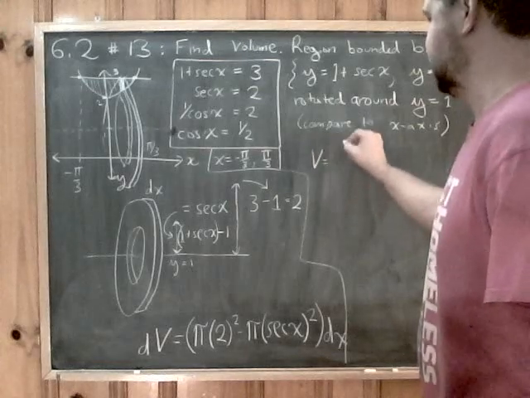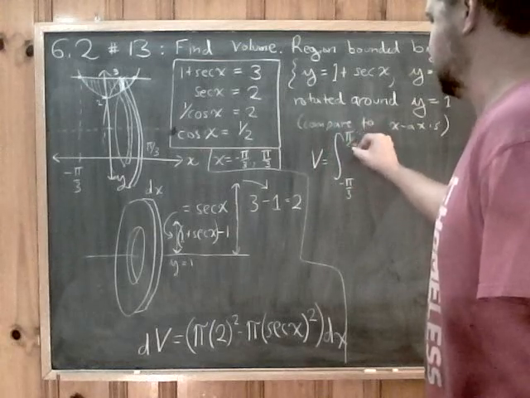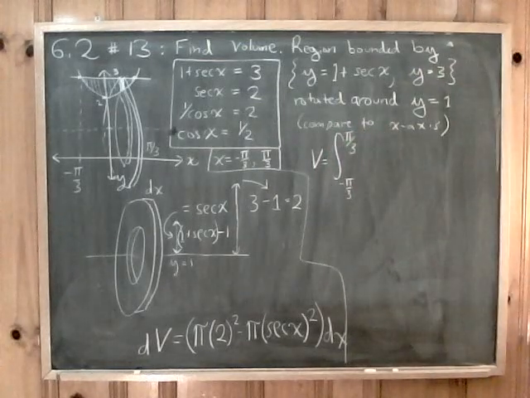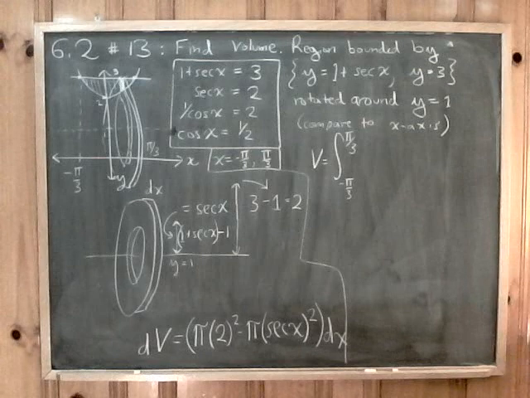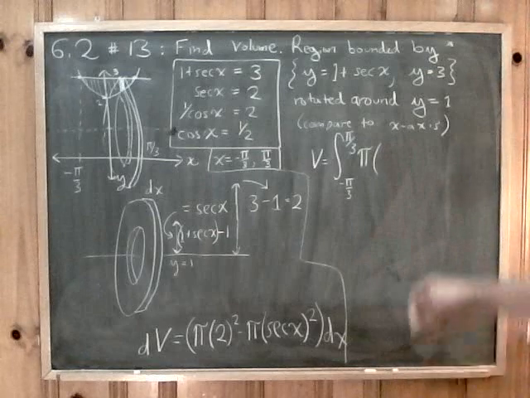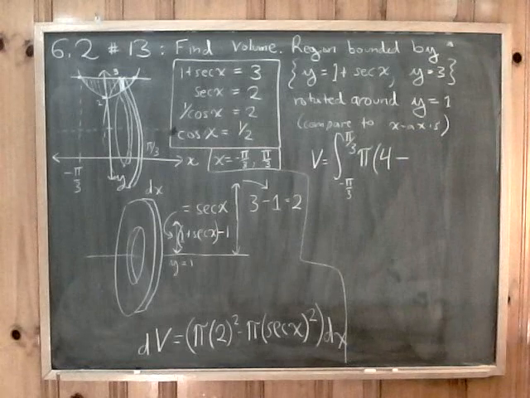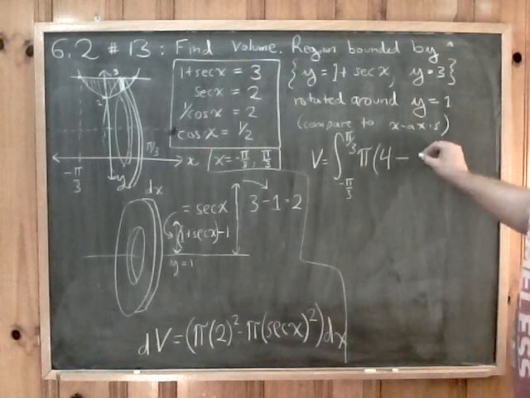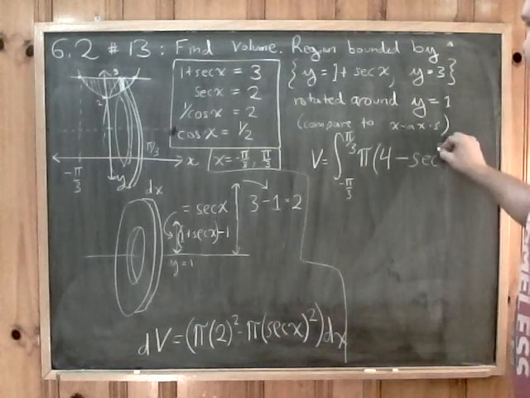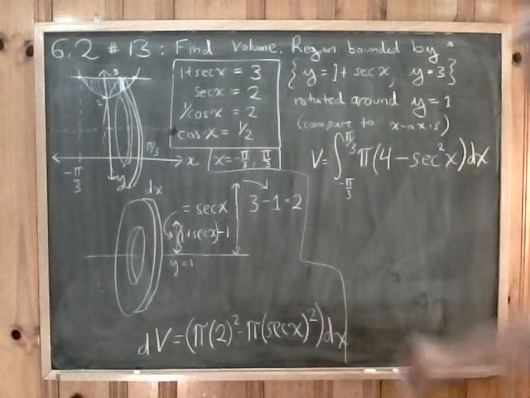The volume is equal to the integral from negative pi over 3 to positive pi over 3. And I can simplify this a little bit. I have pi in both terms, so I could just multiply by pi, and then 2 squared is 4, to save myself some space. And then that'll be a minus, and secant x all squared is the same as secant squared x. You don't need the parentheses. So there's the setup.